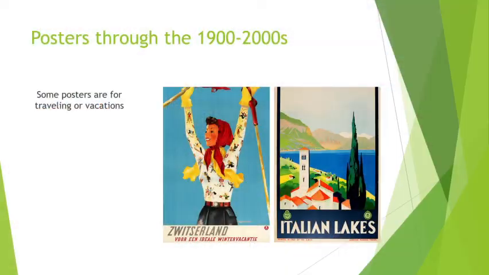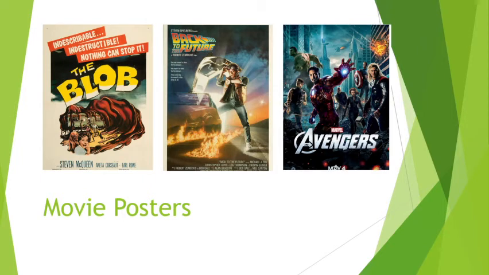So when you look at the next few posters, you're going to see that they do change and it gets a little bit more realistic, or even uses real photographs, because we're going to look at movie posters. Movie posters have changed over the years. I've got one from the 50s, one from the 80s, and one from the 2010s. You can see that posters have changed, not just in quality, with the Avengers being the one that probably uses real photos with CGI. Back to the Future is artwork, but so is the Blob.